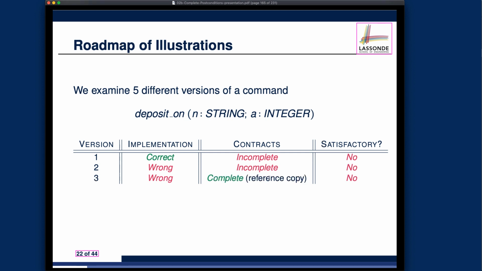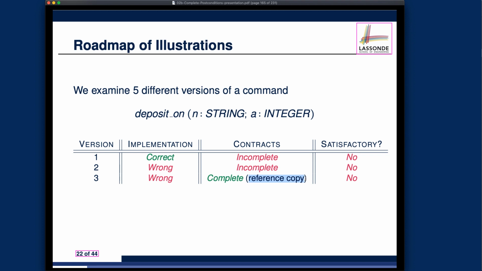Version number 3, we keep the wrong implementation. We want to eventually have a postcondition that's actually both complete and satisfactory. Okay, so now the first version we use is by specifying also about the rest of the structure to make sure not only that slot number I is actually going to change, but also the rest of the array is going to be unchanged.